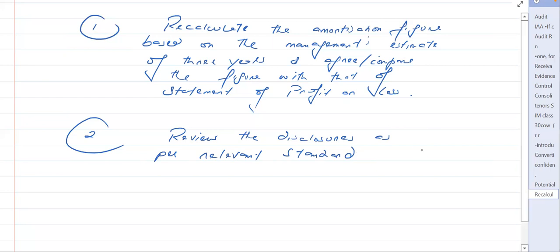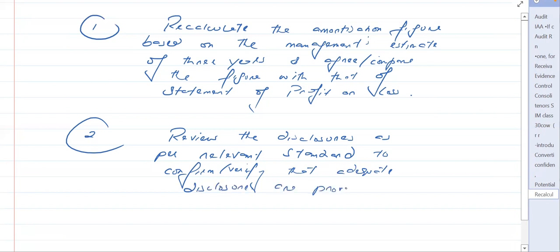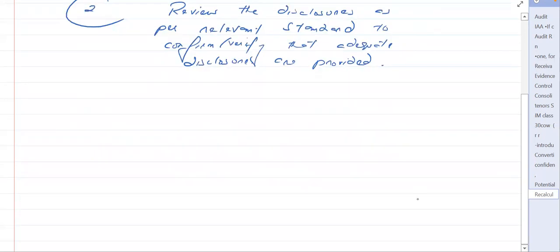So review the disclosures as per the relevant standard to confirm or to verify that adequate disclosures are provided. You can also write: review the disclosures to verify that adequate disclosures are provided as per the relevant standard. So it's all about writing the same thing in a different way. So two procedures.